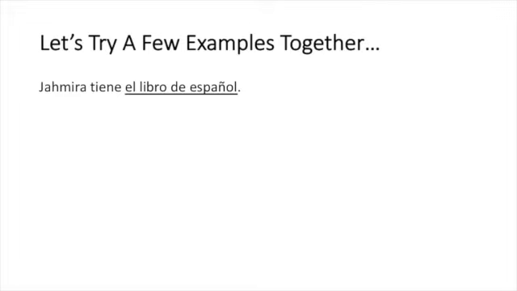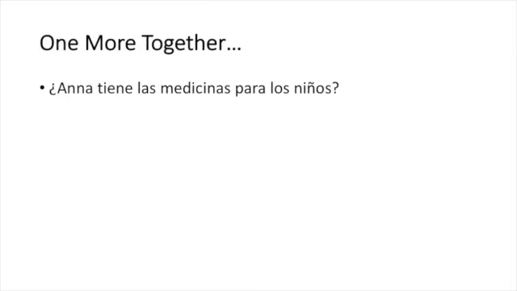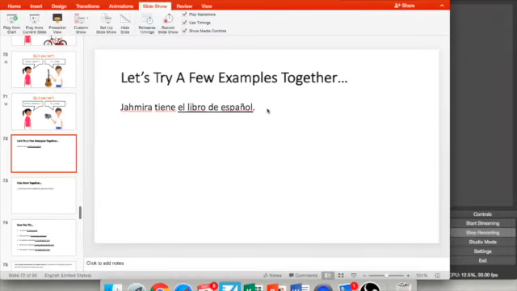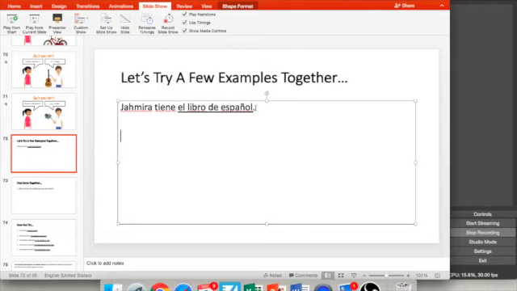All right, so let's try a few examples like what you're going to see on my Spanish lab. It tells you here that Jamira tiene el libro de español. Jamira has the book of Spanish. Remember, we don't say español libro because everything's backwards in Spanish. We want to say Jamira has it. El libro de español is going to be replaced by lo, because el libro was masculine and singular. So I bet I say Jamira tiene lo, right? Wrong. Why is that wrong?